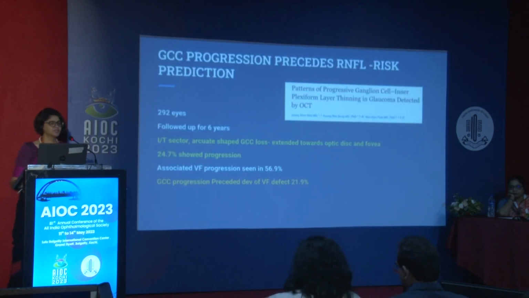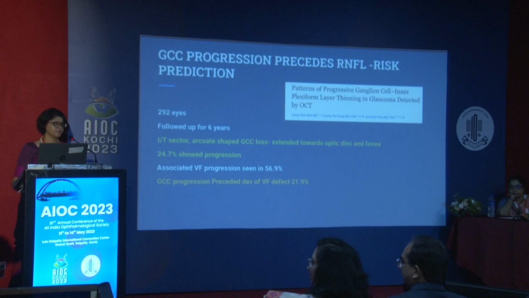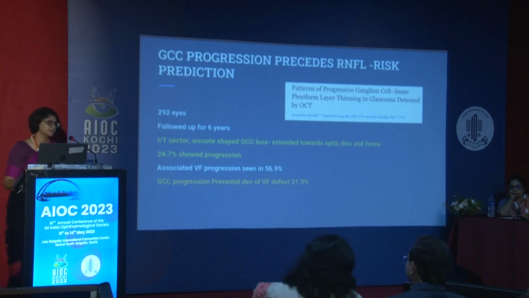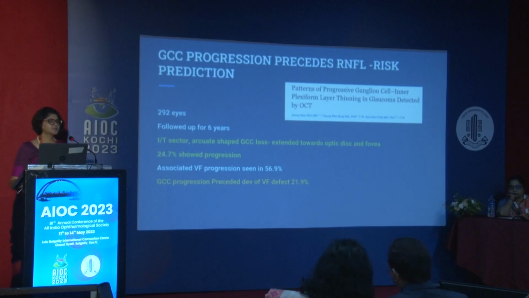There was a study which showed that patients who had normal fields and had an inferotemporal sector arcuate shaped GCC loss, when they were followed up over 6 years, the GCC progression preceded the development of visual field defects in 21.9%, and the visual field progression was seen in 56.9% of patients. So, presence of a GCC thinning is an indication that we should at least be following up the patient more frequently.